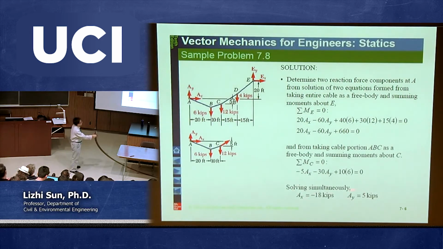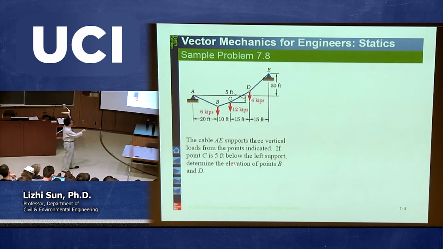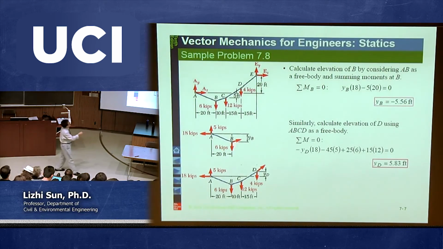We calculated the reactions. Now, the question asks us to calculate the elevation at point B and the elevation at point D, the location, but with given forces. So next, what we're going to do, but this time we already have those AX, AY, EX, EY, right? Next, we need to calculate the elevation at point B and the elevation at point D. So let's say we have this part, we cut it at point B, because you want to calculate the elevation, you have to cut at point B.